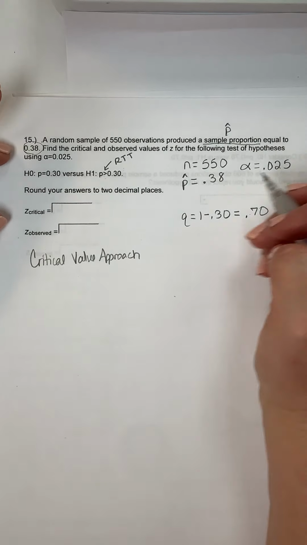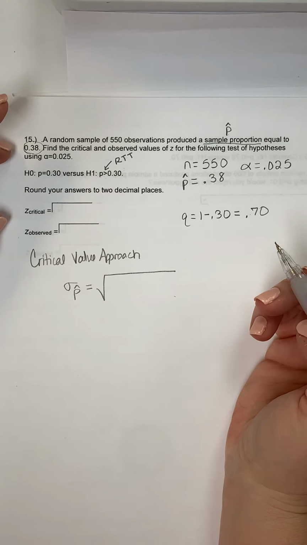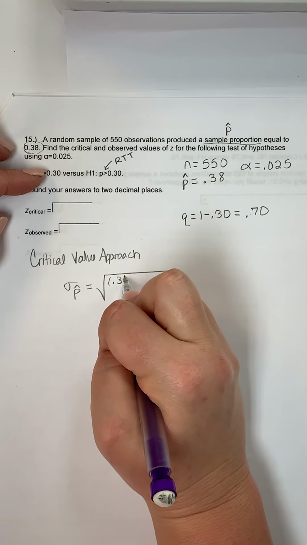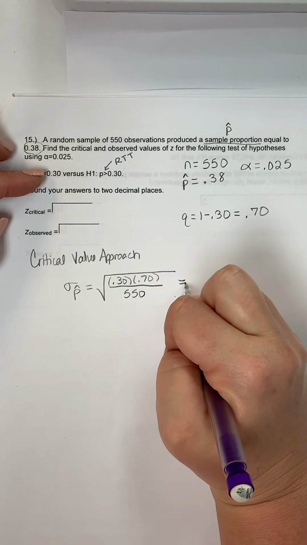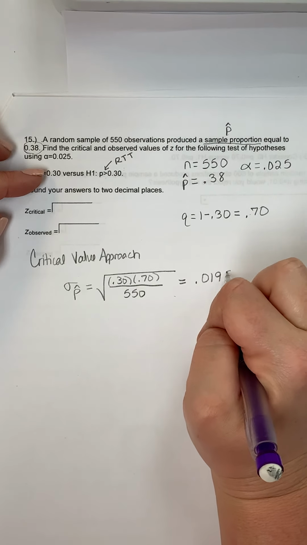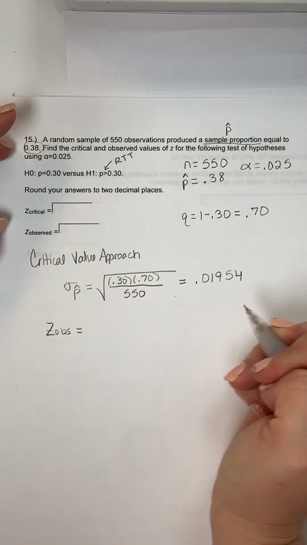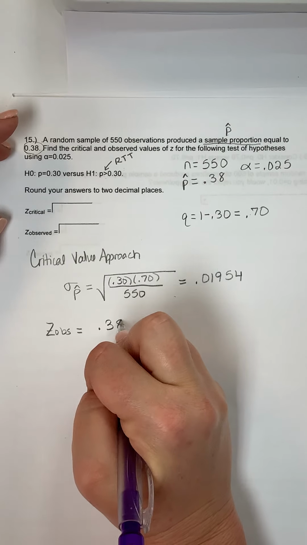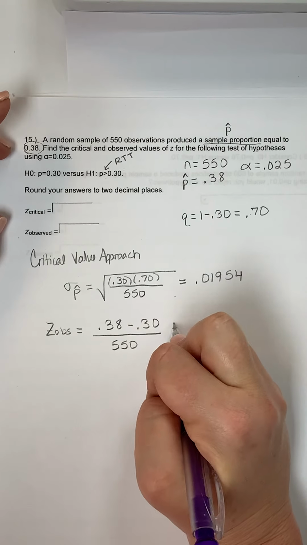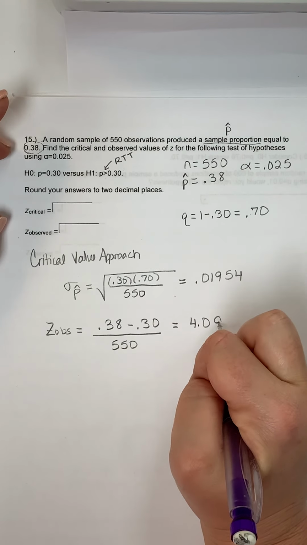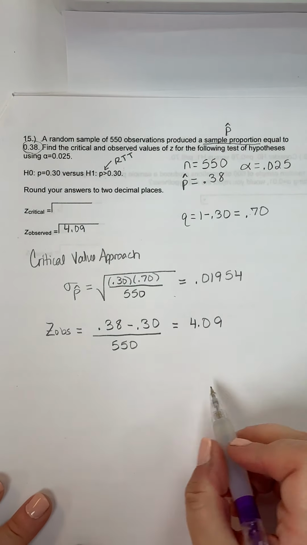All right. Well, let's jump right in. We need sigma p hat. So we're going to take the square root of p times q over n. We're going to get 0.01954. Okay, now we need a z observed. We're going to have p hat minus p all over sigma p hat. It's going to give us 4.09. That's our observed.